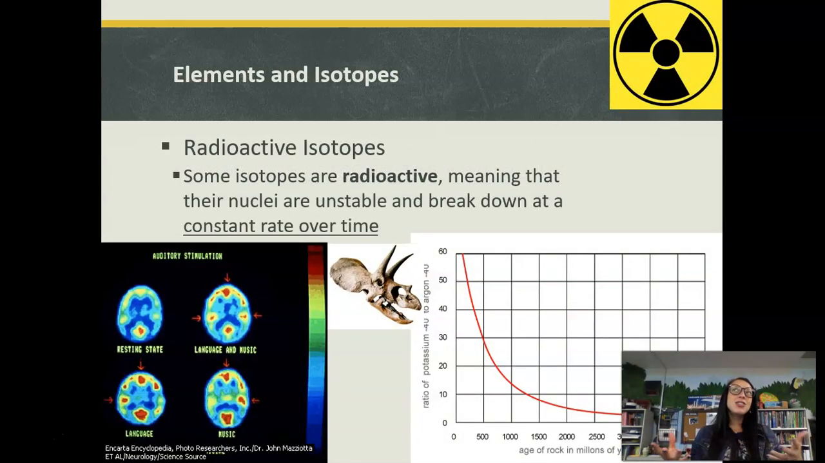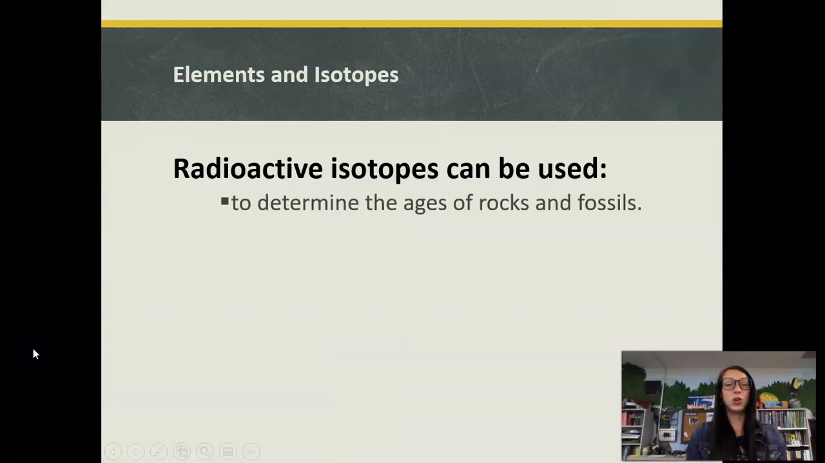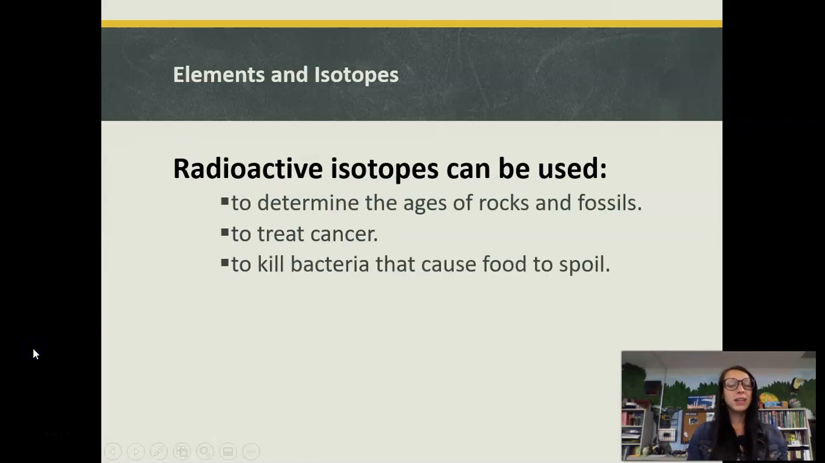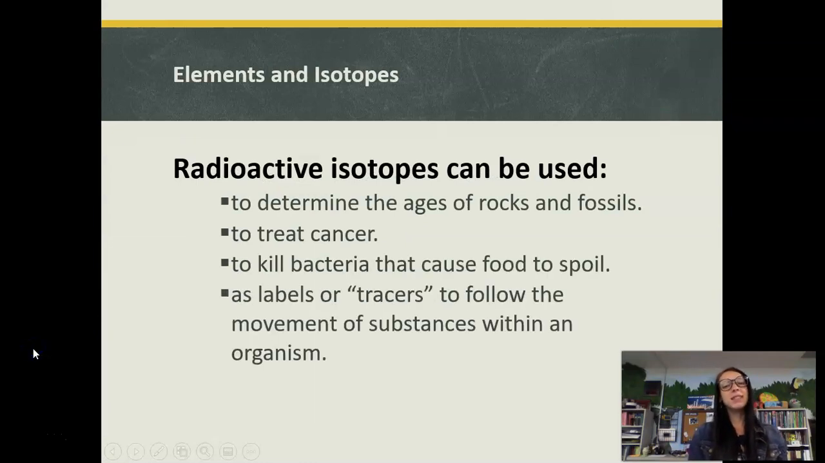Now, in addition to just having isotopes, we also have these fascinating things called radioactive isotopes. Radioactive isotopes play a critical role in scientific study, particularly in biology. When we talk about radioisotopes, what we mean is isotopes that are relatively unstable or break down at a constant rate over time. Because of this, we can use radioactive isotopes to determine the age of rocks and fossils, treat cancers, kill bacteria that cause food to spoil, and use them as labels or tracers to follow movement of substances within an organism.